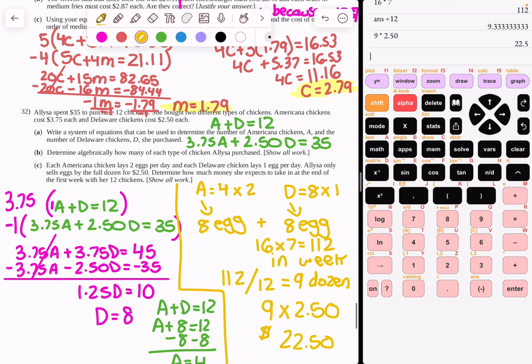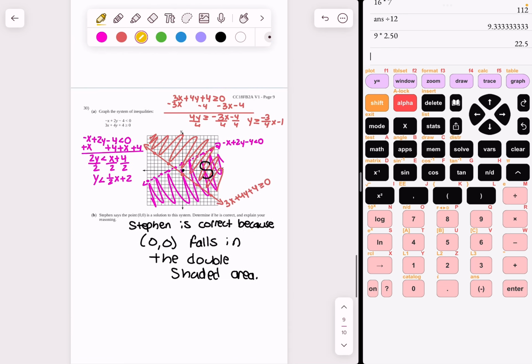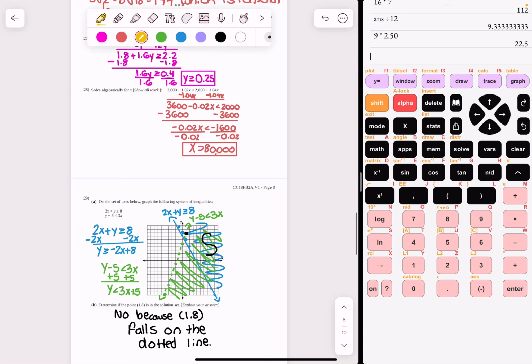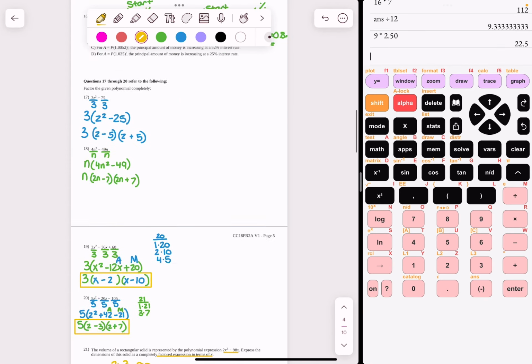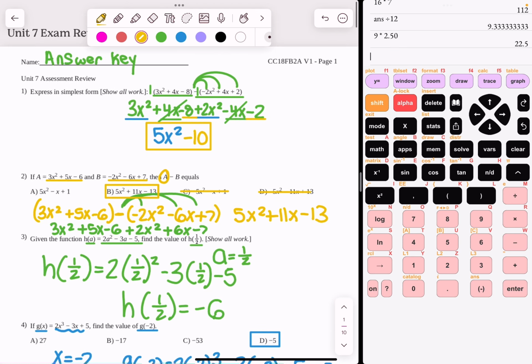Remember, the last question of the exam is going to be on systems of equations. The second to last one is going to be on systems of inequalities. And then we're going to have a lot of other questions on factoring and some other random review of things that we have learned in the past.